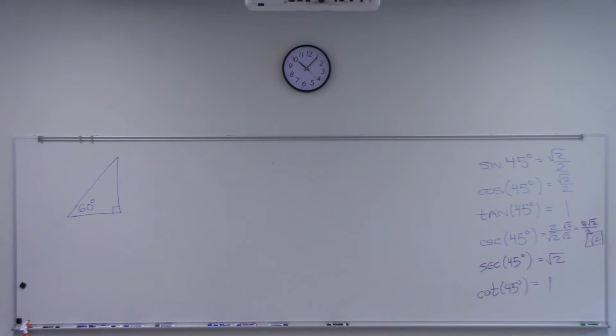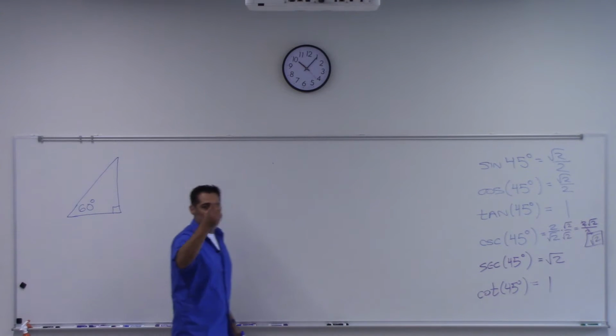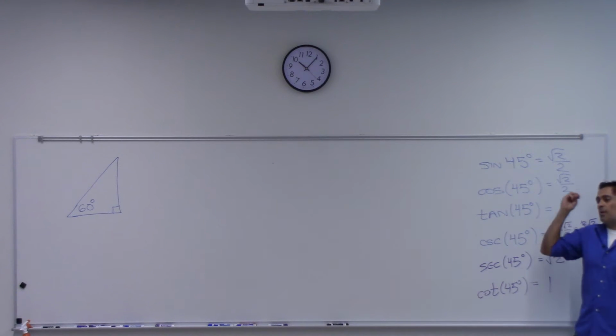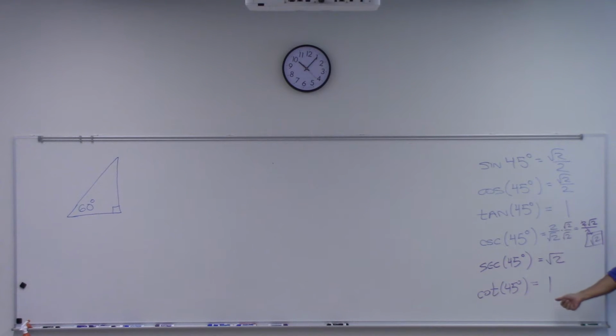And I want to know what's sine of 60, what's cosine of 60, what's tangent of 60, what's cosecant of 60, what's secant of 60, what's cotangent of 60, right? I want all 6 for that angle.